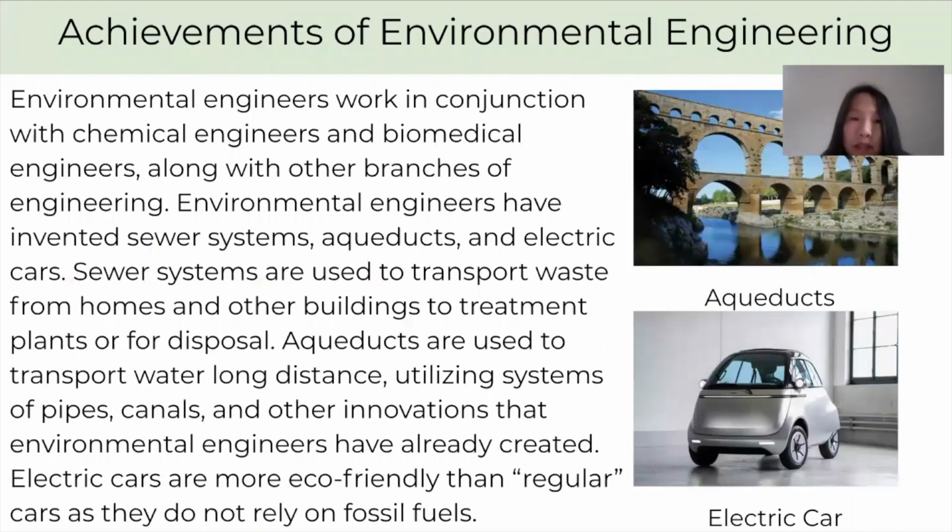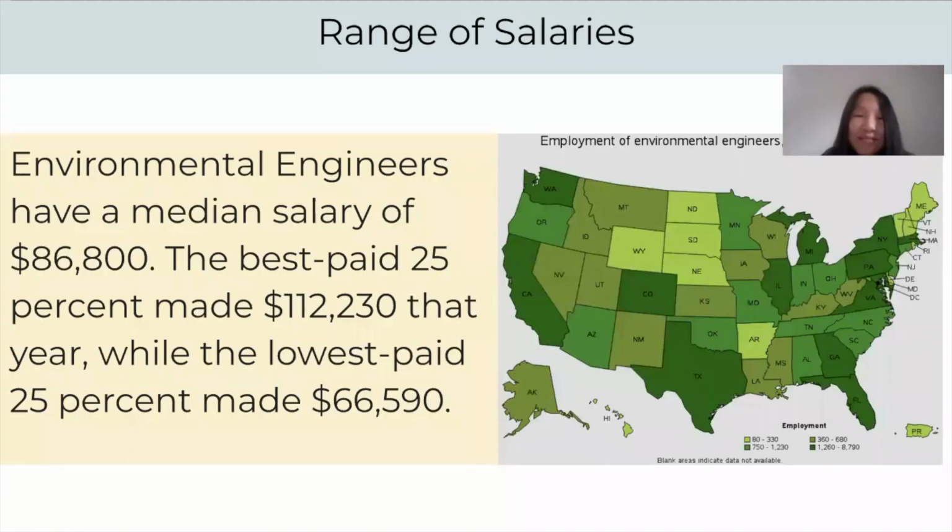So, environmental engineers have made various achievements, including the electric car and aqueducts. The electric car is much more eco-friendly than normal cars, because it relies on electricity rather than directly on fossil fuels. Environmental engineers have also developed sewer systems that are used to transport waste from homes and other buildings to treatment plants or for disposal. Aqueducts are used to transport water long distances.